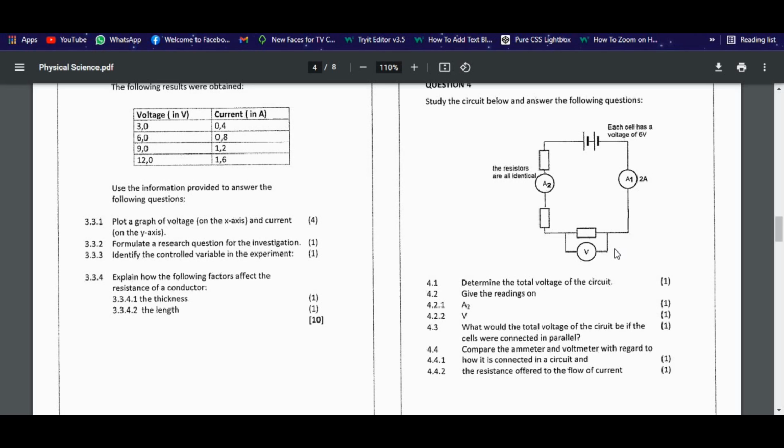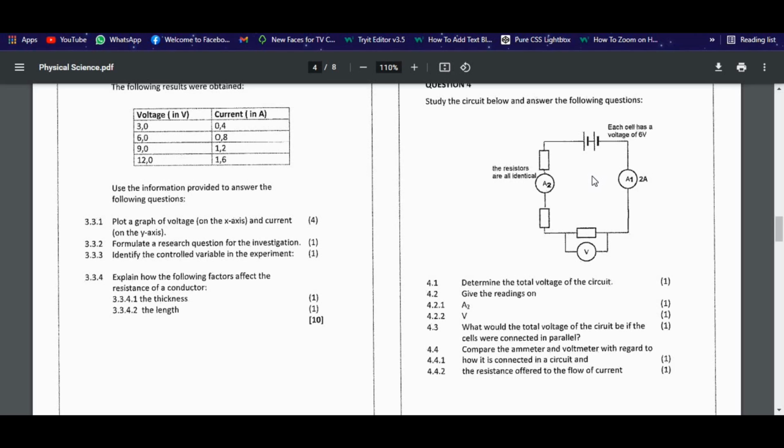What will the total voltage of the circuit be if the cells are connected in parallel? Well, cells are never connected in parallel. Cells are always connected in series in any case. So that's your reason. Cells are never connected in parallel. They're always connected in series.